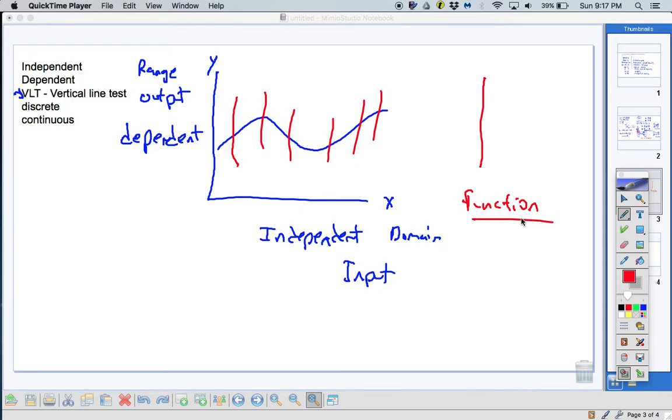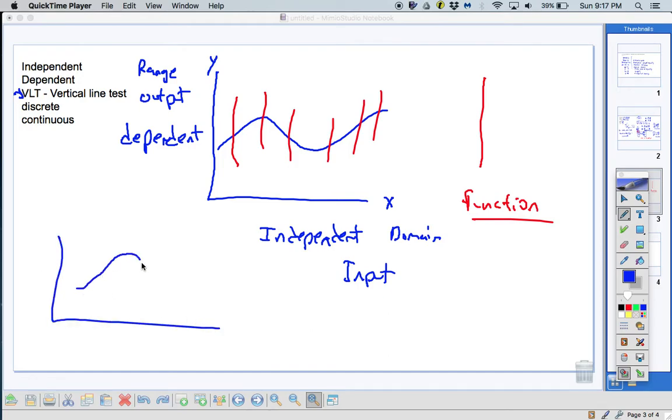Okay, so a function is simply any type of a graph where when you draw vertical lines, you cannot draw a vertical line that touches the graph anywhere at more than one spot. If that is true, it is a function. Now let's look at some cases where it is not true, so you can see what not a function looks like.